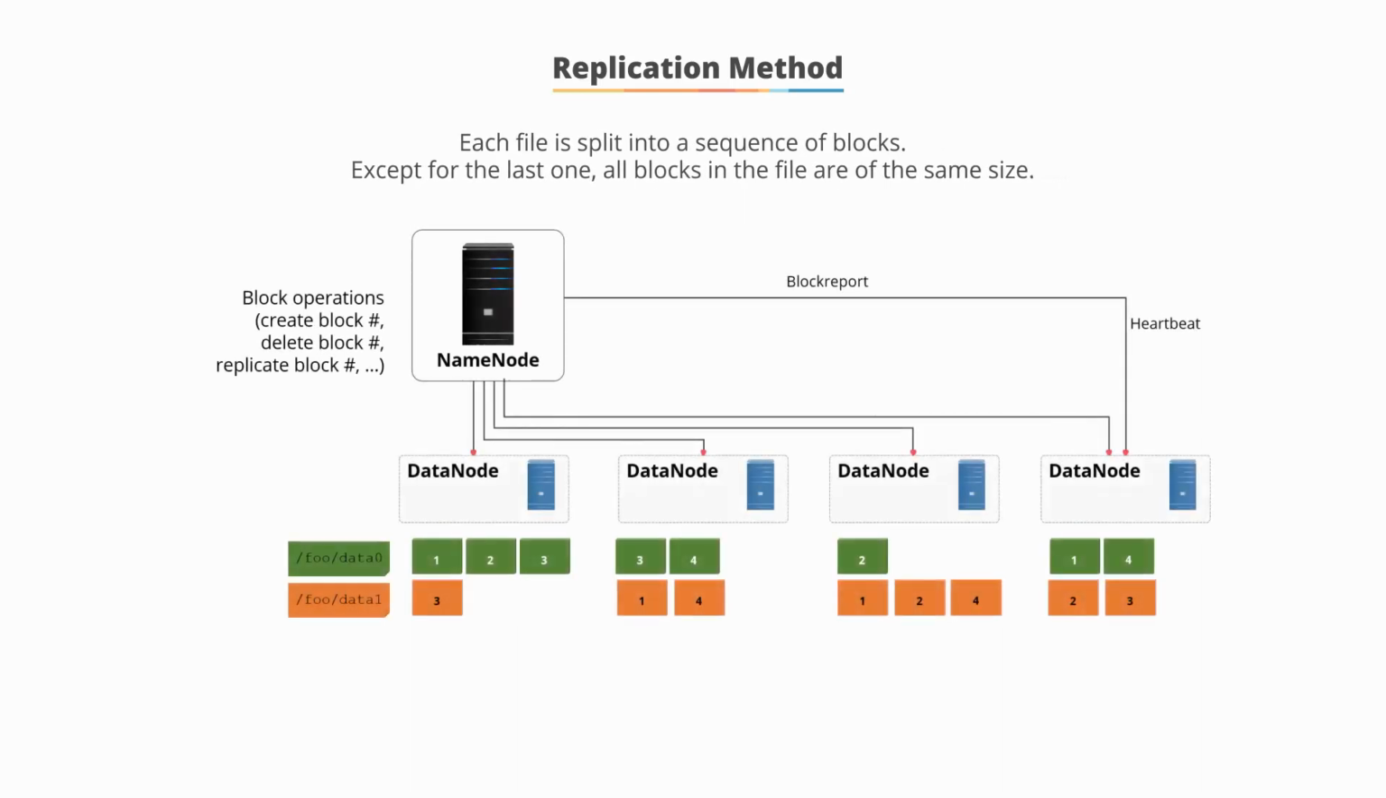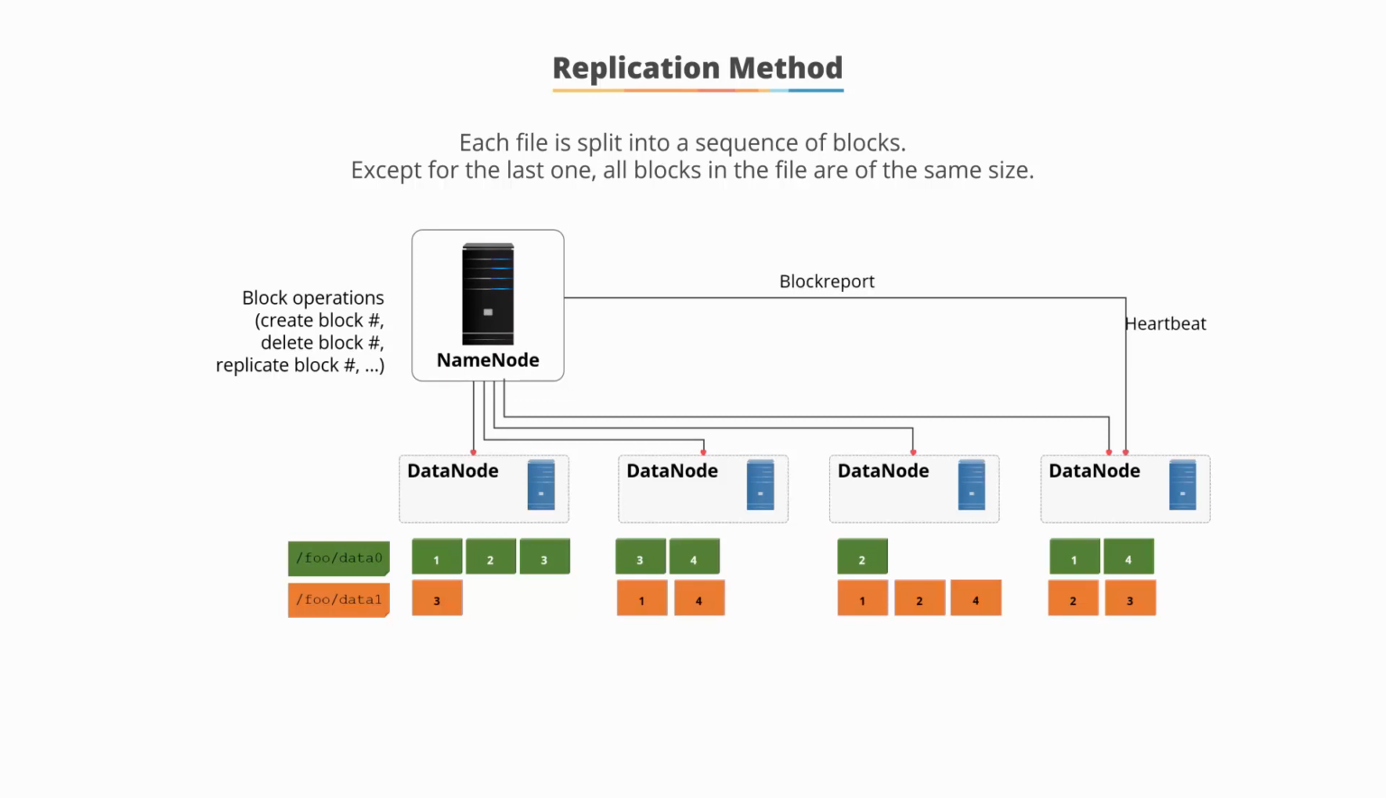Let's now look at the replication method used. In the replication method, each file is split into a sequence of blocks. All blocks except the last one in the file are of the same size. Blocks are replicated for fault tolerance. The block replication factor is usually configured at the cluster level, but it can be configured at the file level.